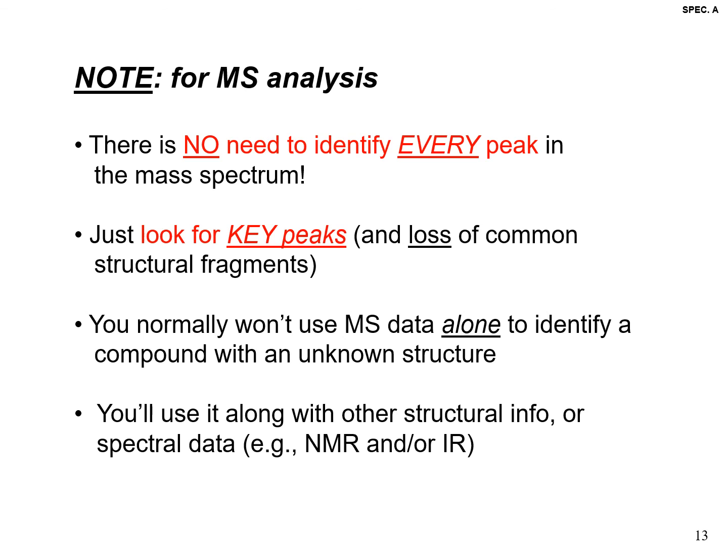Remember that when you're analyzing a mass spectrum, there is no need to identify every peak. It's not like proton NMR or carbon NMR. It's more like IR, where you're looking for key peaks and also the loss of common structural fragments in the case of mass spectra. You normally won't use mass spectrometry alone to identify a compound with an unknown structure. It's usually provided as supplemental information. You'll use it along with things like NMR data or IR data and molecular formula.